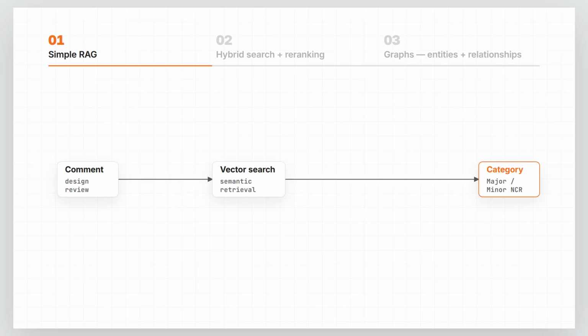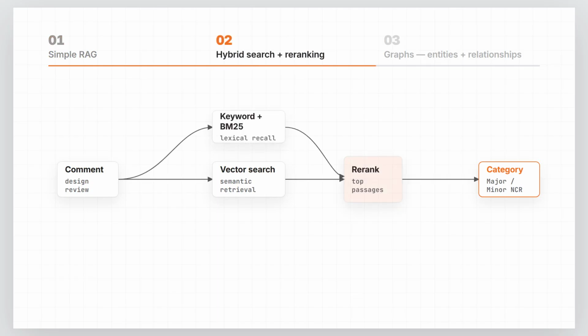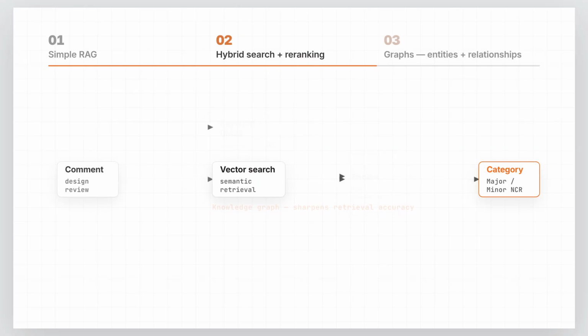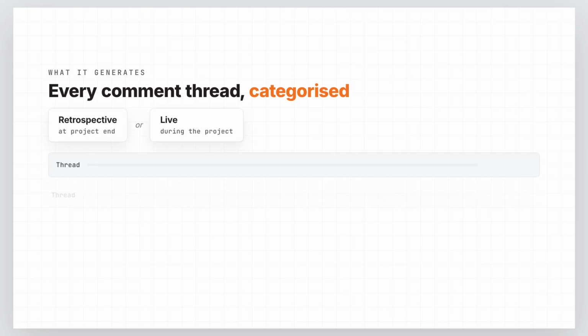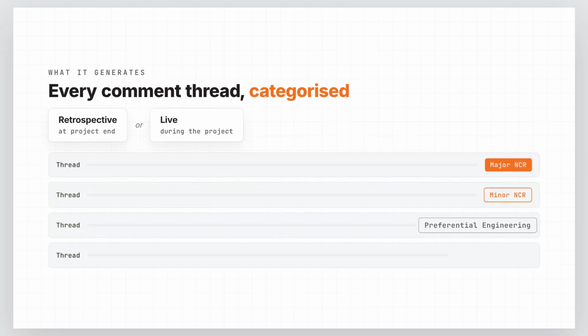It's come a long way. We started with a simple RAG application, then we moved to hybrid search and re-ranking. Then we brought in graphs, entities, and the relationships between them to sharpen the retrieval accuracy. So, what does it actually generate? It starts by ingesting the design review comments, either retrospectively at the end of a project or live while the reviews are still coming in. And each comment thread gets a predetermined category: minor NCR, major NCR, preferential engineering, observation only, and so on.